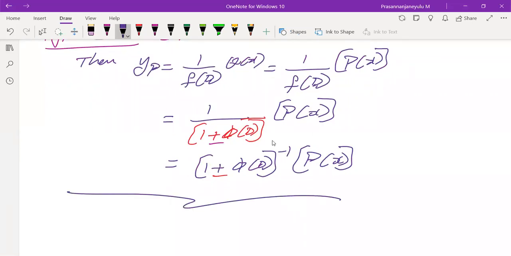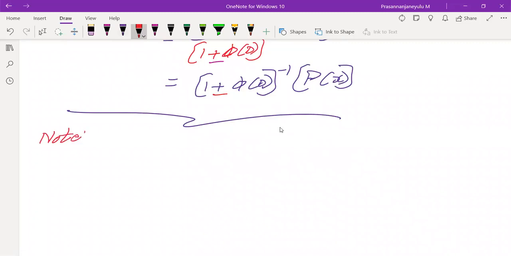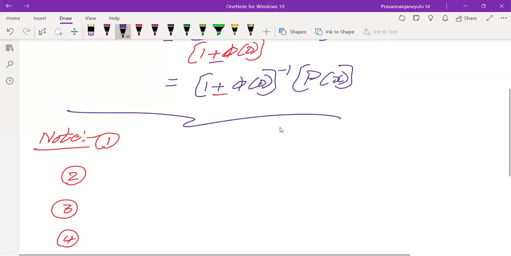That's enough. But this is only the concept, and the concept is not clear. Only in problems you can understand clearly. So now first of all I'm going to give a note. The note contains 4 formulas, the first formula, the second formula, third formula and fourth formula. Most of the cases I'll go for the first and second formulas only, not for the third and fourth formulas.